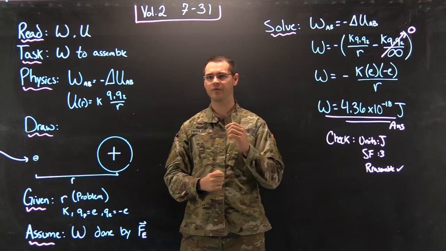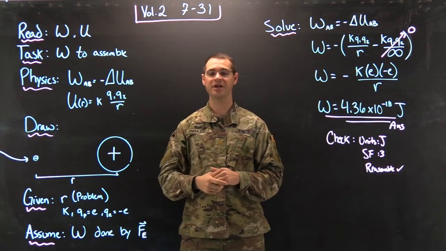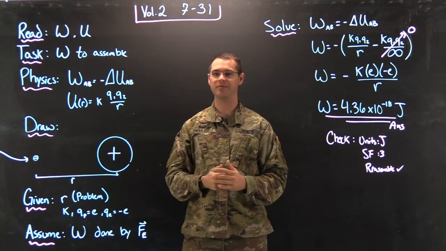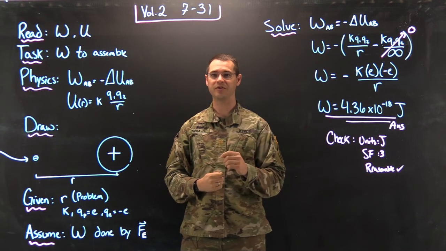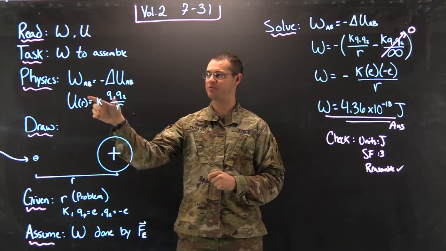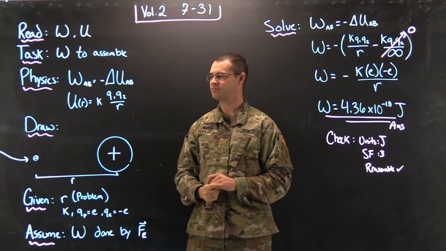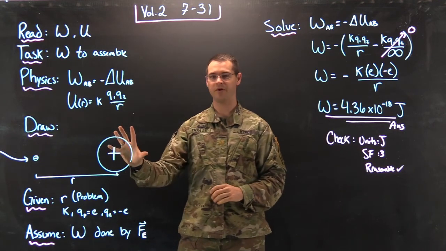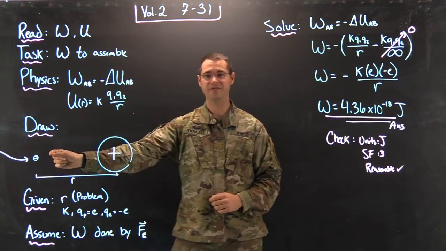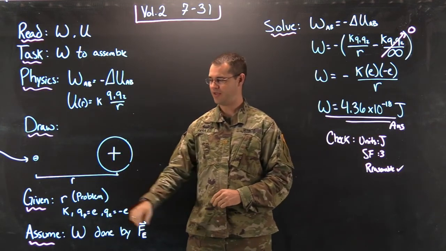Our physics: first, we know that there's a relationship between work and some change in potential energy of the system. Second, we know the equation for potential energy due to some electrostatic force. So we're looking for a relationship between our work and the electric potential energy. In drawing the problem, we have our proton, and then we bring in an electron from some infinite distance away to a fixed position given in the problem.